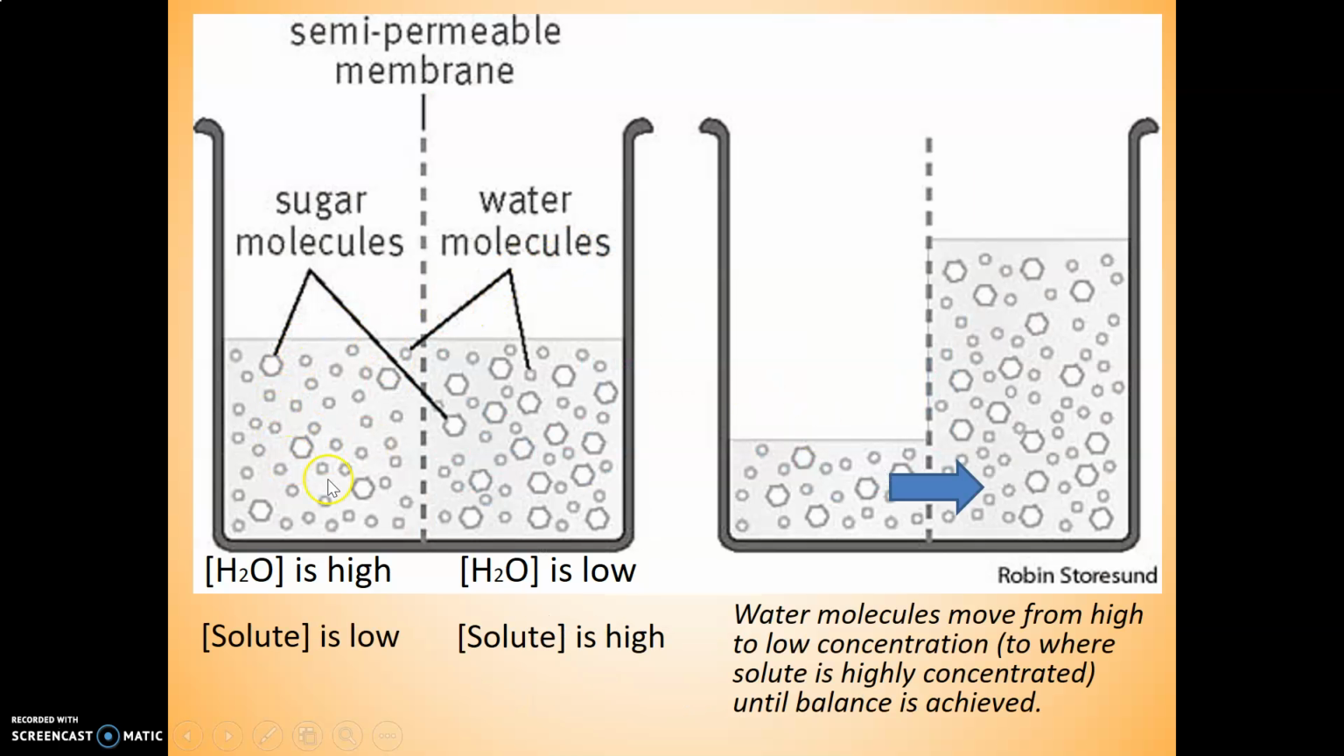Again, here's another example of this. Here you have high water concentration on the left-hand side and low concentration of water on the right-hand side. Here solute is low, here solute is high. So the water wants to move across the membrane, again, from high concentration of water to low concentration of water. It wants to move across this membrane to even out the water levels. So water molecules move from high concentration to low concentration, where the solute is highly concentrated, until a balance is achieved.